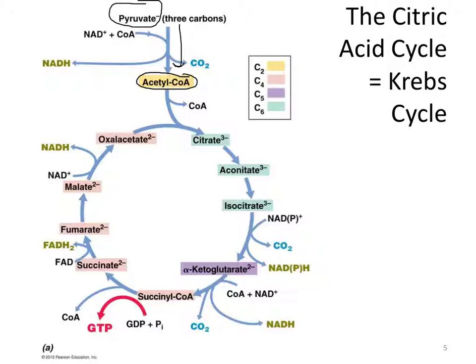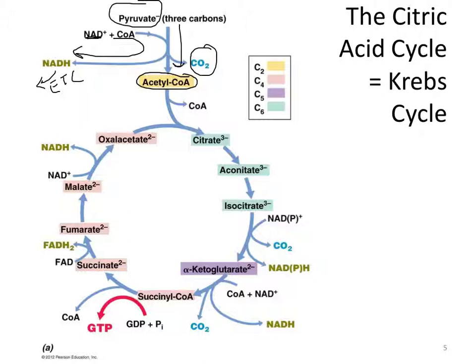During those preparatory reactions, one oxidized NAD+ is reduced to NADH, and that's going to go off to the electron transport chain, and one CO2 is produced. So remember that pyruvate is a 3-carbon molecule, so we've now accounted for one of those 3 carbons, but we have 2 left. They are ultimately going to form CO2 during the cycling of the Krebs cycle.